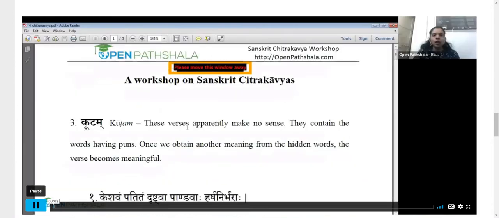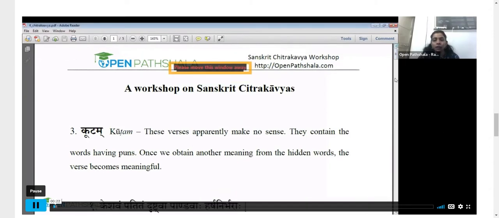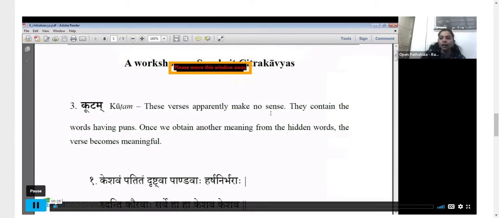Hello. So we are going through the kinds of Chitrakavyas in Sanskrit. Today's kind of Chitrakavya is Kuta. We'll see what is meant by Kuta, or which kind of shloka is regarded as Kuta.